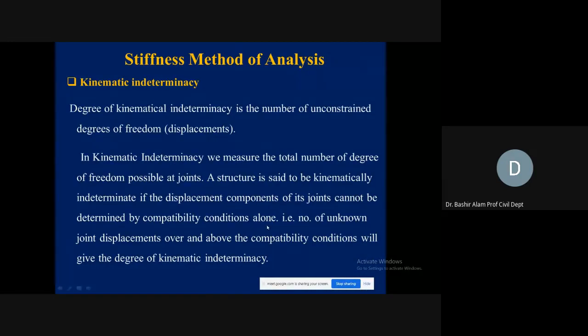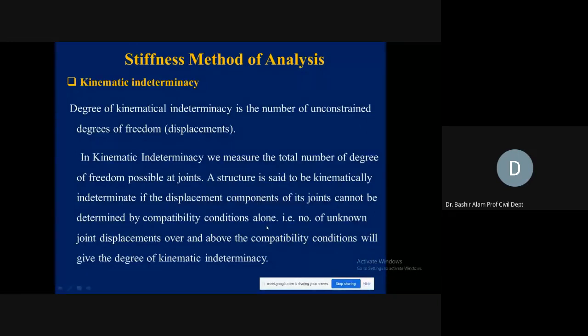A structure is said to be kinematically indeterminate if the displacement components of its joints cannot be determined by compatibility conditions alone. Simple example, if I give you a fixed end and fixed end beam, at both ends we have fixed supports. Now, what is the property of a fixed support? In a fixed support, we don't have the capability to move in the horizontal direction, in the vertical direction, and rotation also. We don't have any rotation. Why? Because we have vertical reaction, we have horizontal reaction, and we have the moment reaction. So we have all these possible 3 reactions, which means it is not allowing any kind of displacement.